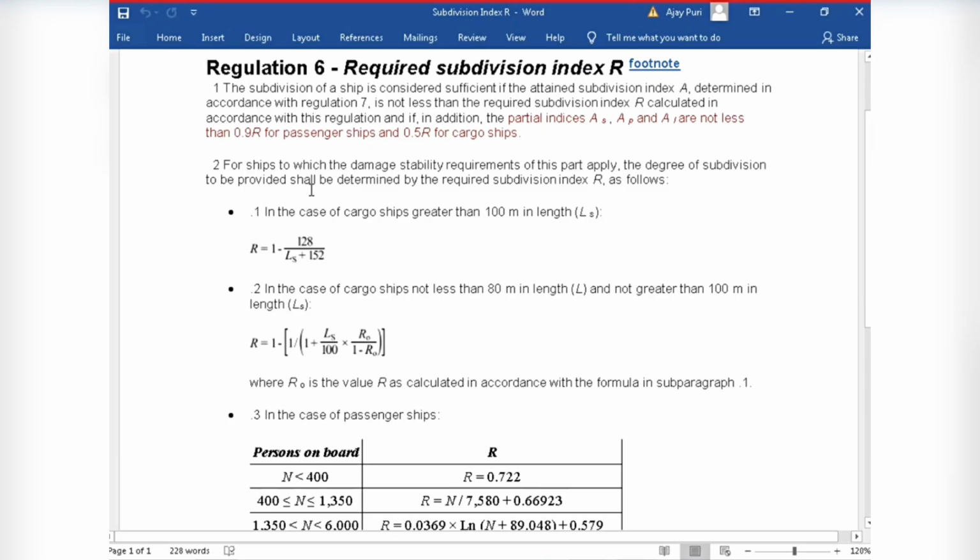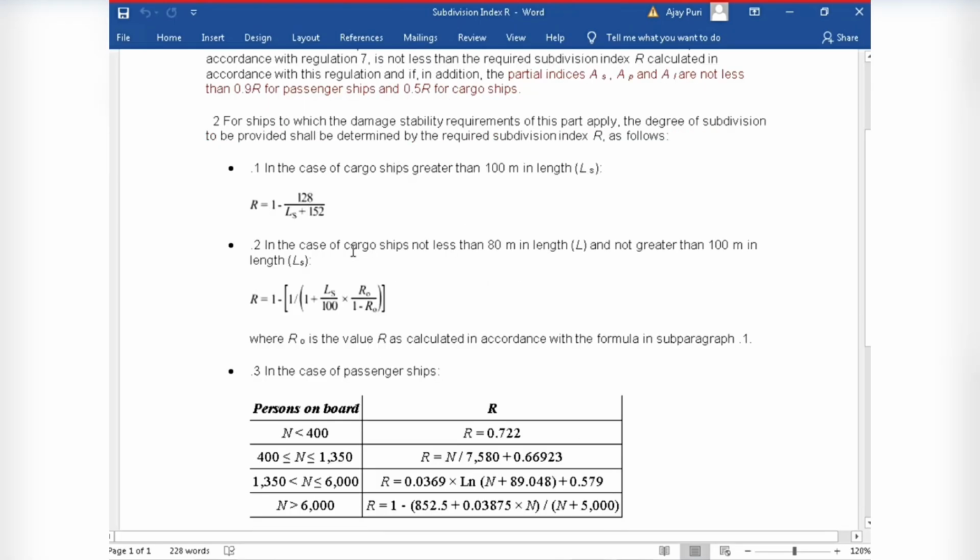The degree of subdivision to be provided shall be determined by the required subdivision index R. In case of passenger cargo ships greater than 100 meter length, LS, R is equal to 1 minus 128 by (LS plus 152). In case a cargo ship is less than 80 meters, with length given by L, and not greater than 100 meter, R is equal to 1 minus 1 by (1 plus L into RO by 1 minus RO), where RO is value R as calculated according to the formula in subparagraph 1.